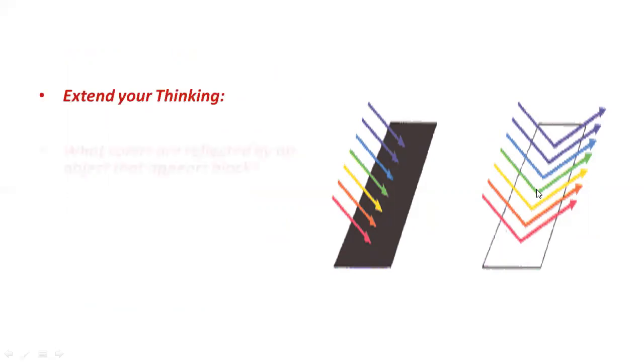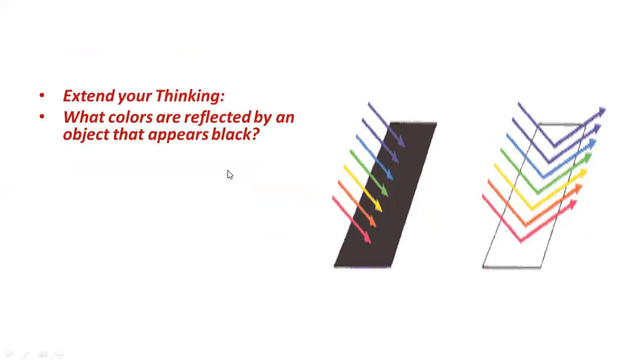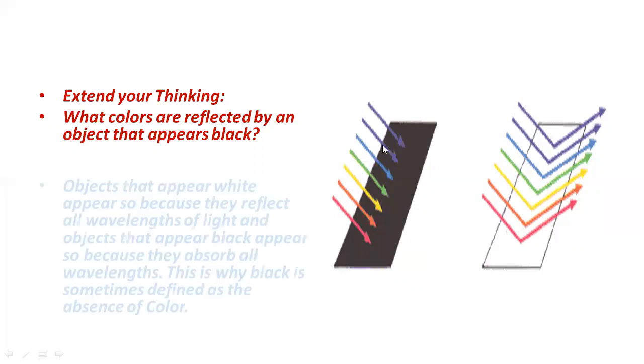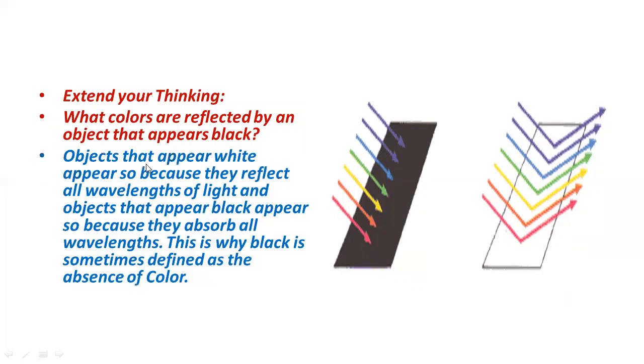This is extend your thinking. What colors are reflected by an object that appears black? No color is reflected by the black object. It absorbs all the colors. Objects that appear white appear so because they reflect all wavelengths of light. As I told you, the white object reflects all wavelengths of light, while the black color absorbs all wavelengths of light. This is why black is sometimes defined as the absence of color.